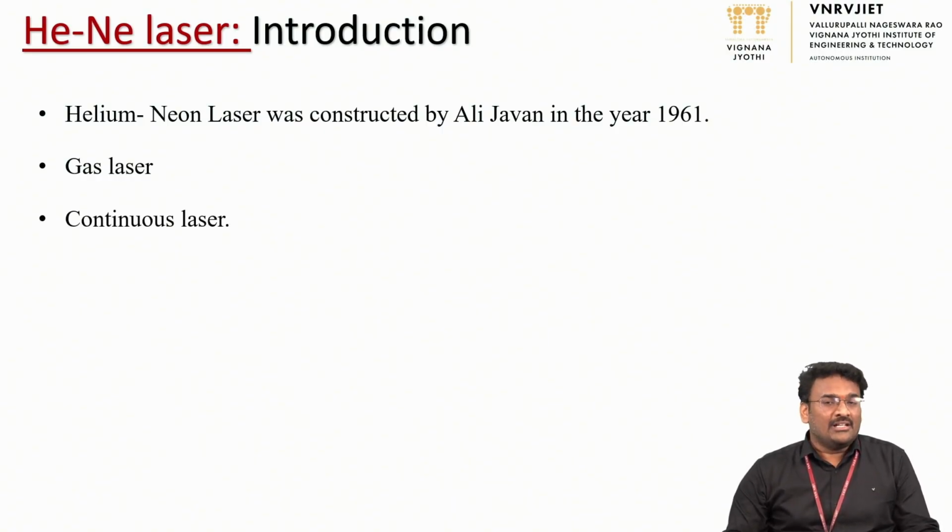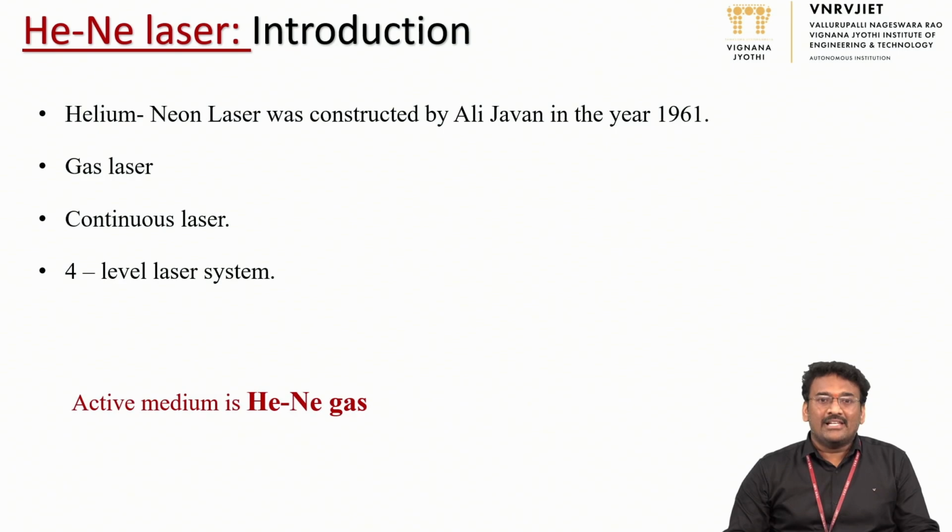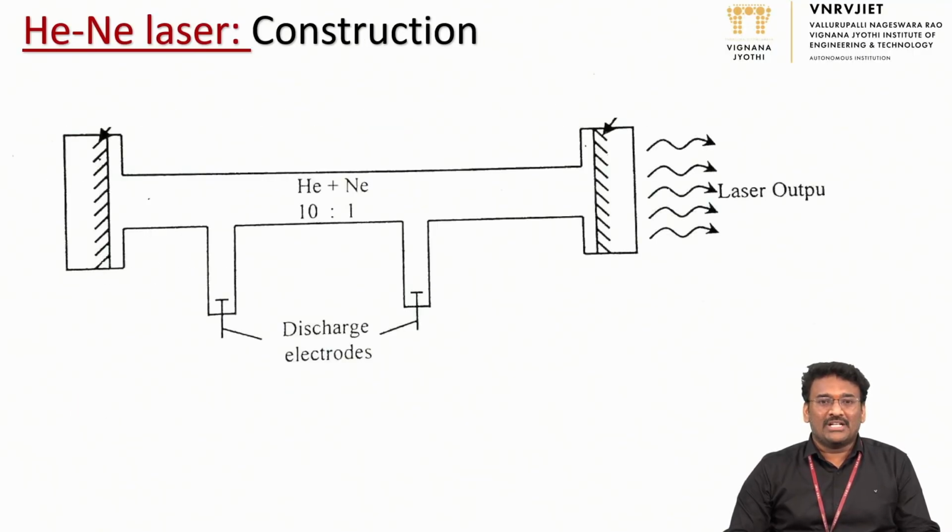Unlike ruby, which is a discontinuous laser, the helium neon laser is a continuous laser. A continuous wave we will get here. And this is a 4-level laser system. In this laser, the active medium is helium neon gas. Now we'll see this clearly in the construction part. Now we'll move to the construction.